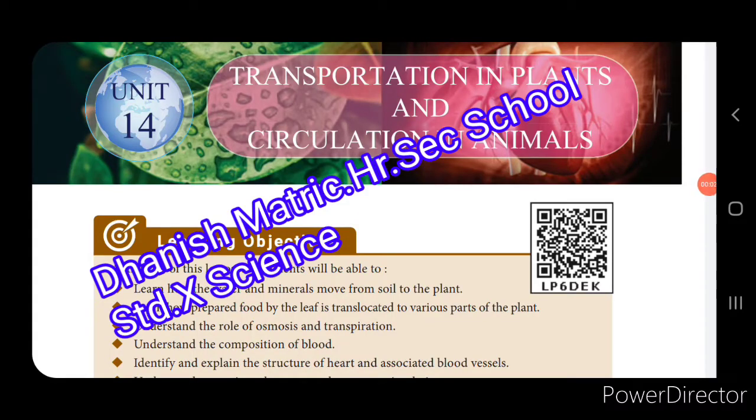Welcome to science session for class 10, and we are dealing with the 14th lesson, that is transportation in plants and circulation in animals. And in this lesson we saw the transportation of water through diffusion, active transportation, osmosis, plasmolysis, imbibition, and we saw what is transpiration, transpiration pull, phloem transportation, and the circulation in the human body through blood.